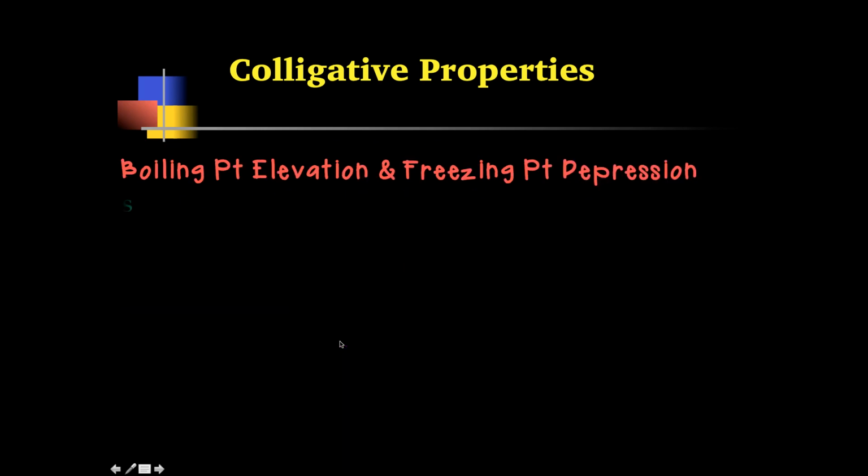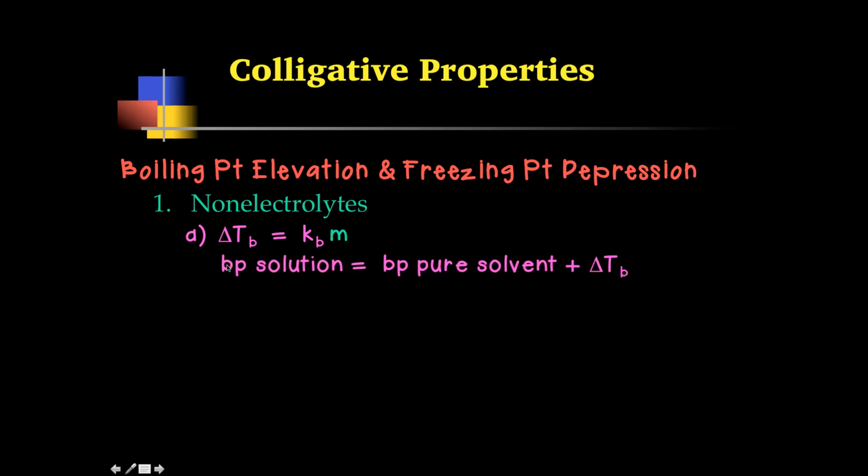Now, let's quantify that. So if we're talking about a non-electrolyte solution, so this would be a solution that probably has a molecule as the solute, and so it would not conduct electricity. Here's the equation. Remember that this symbol means change. So the change of temperature boiling equals something called K for boiling times little m. Okay, so then that means that the boiling point of a solution is equal to the boiling point of the pure solvent plus the change of that temperature boiling.